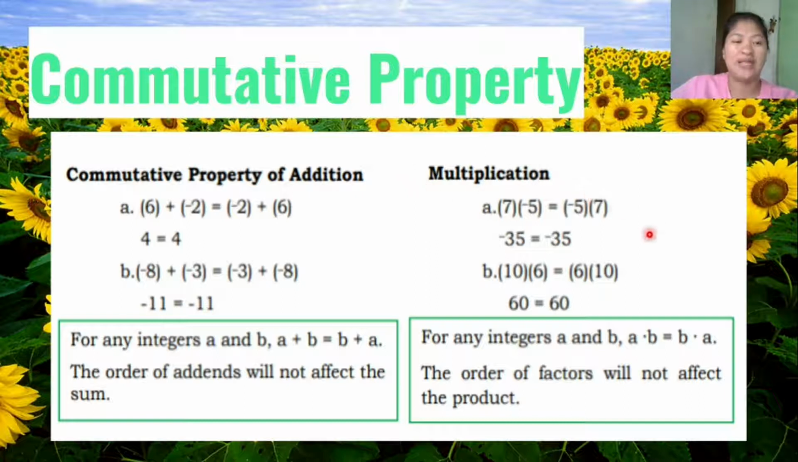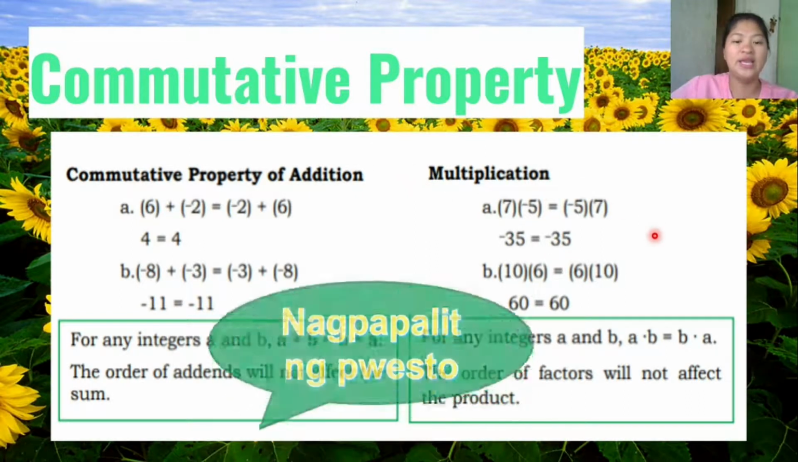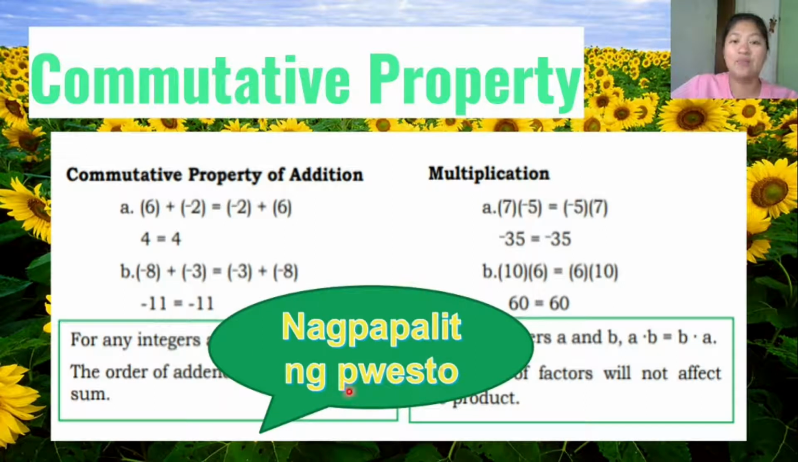So, ano po yung dapat nating tandaan sa commutative property? Nagpapalit ng pwesto yung given, pero hindi nagbabago ang ating sagot.